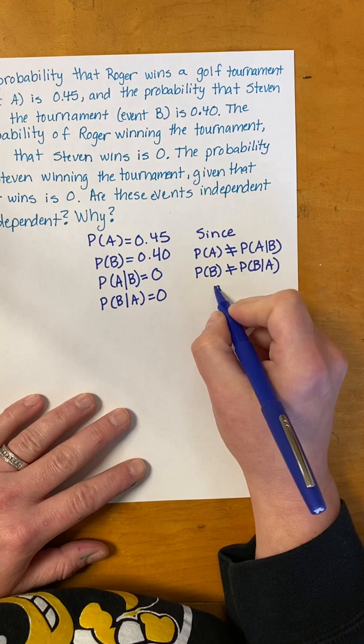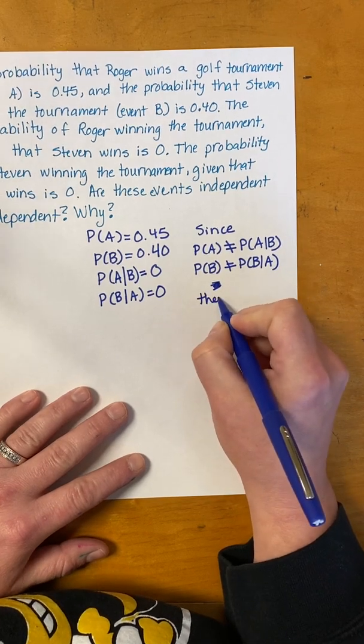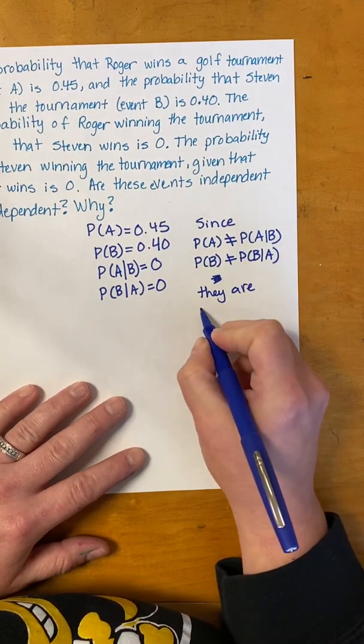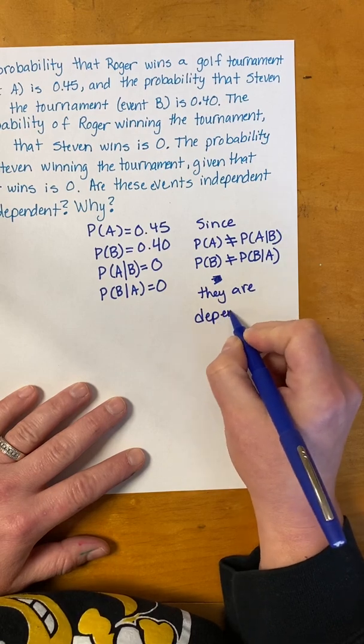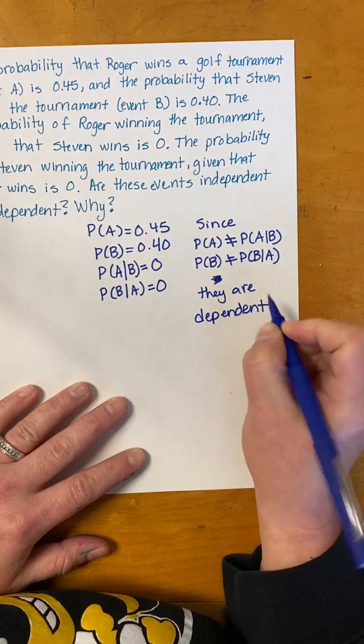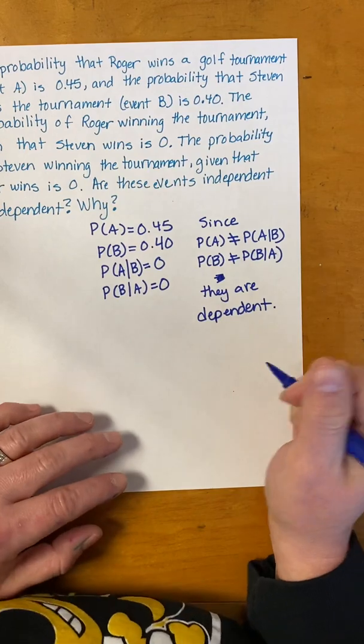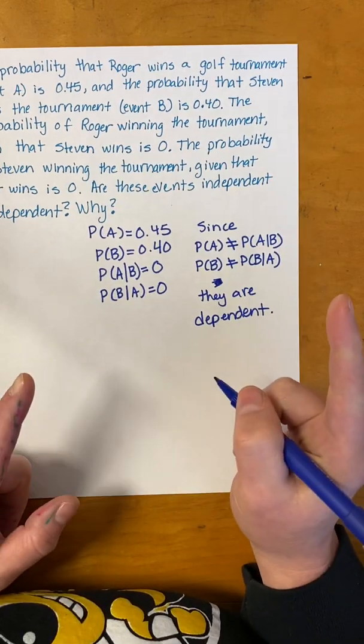They are dependent, because if they were independent, one happening wouldn't affect the probability of the other. You know what I'm saying?